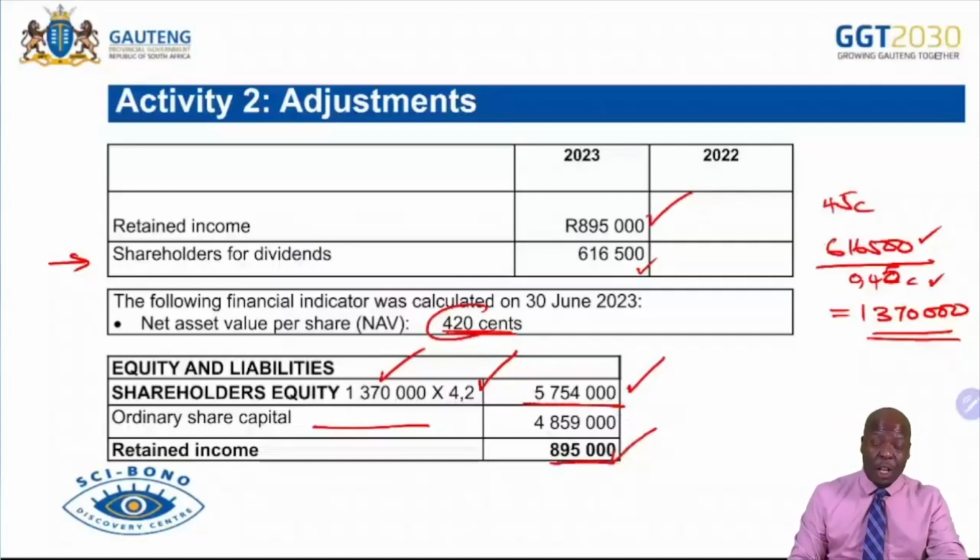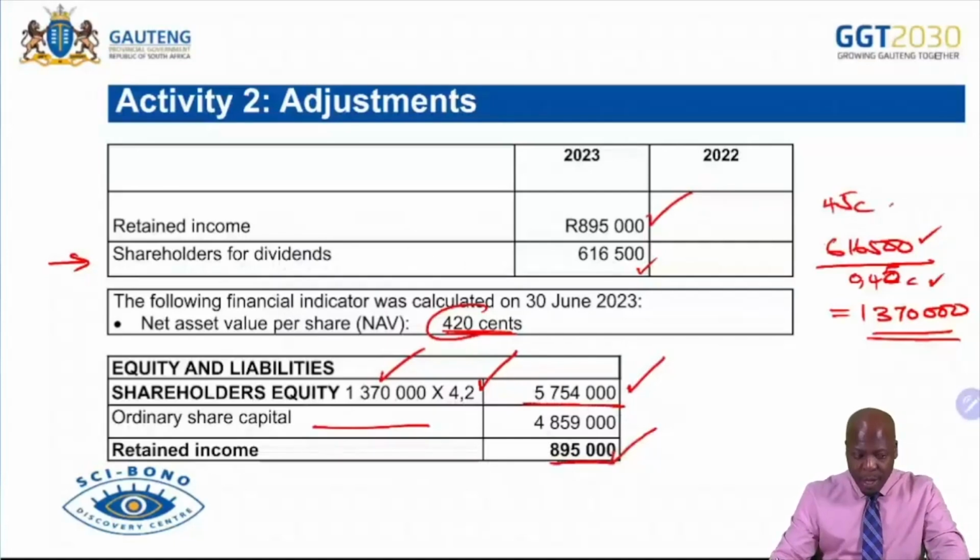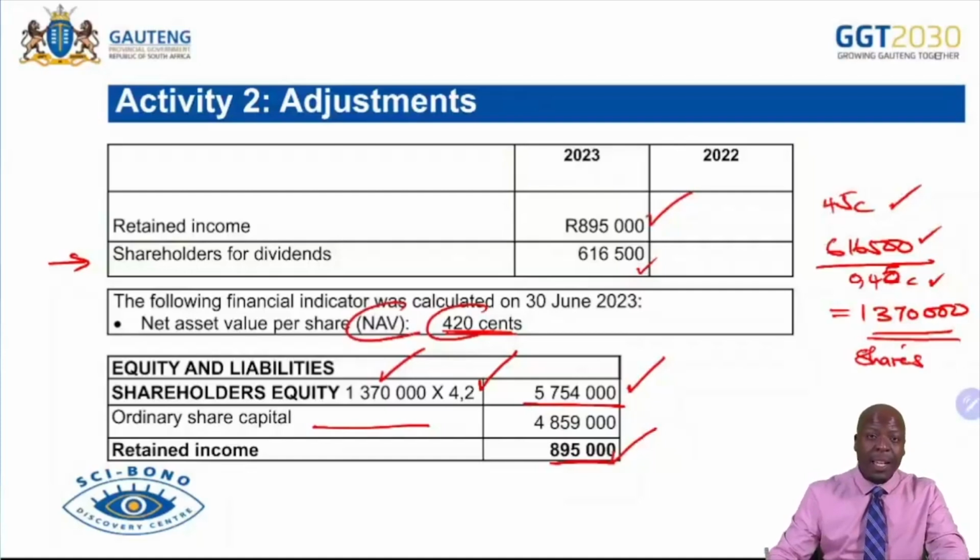This was the last adjustment. The trick on this adjustment was they gave us the shareholders for dividends, your final dividends, and they told you that it was 45 cents per share. They were trying to assist you to get the number of shares, which was 1,370,000. Once you get that one, then you can use it with your NAV.